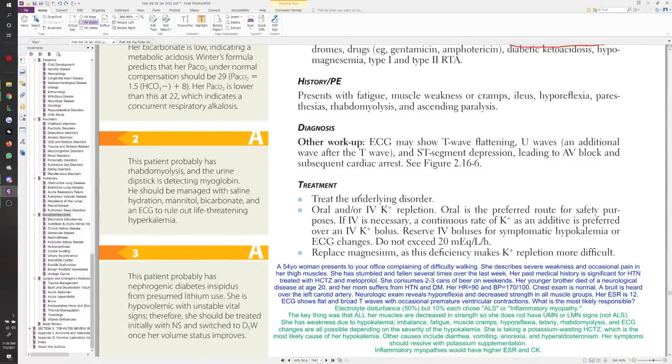Treat the underlying disorder. Give them potassium. You can actually feed people potassium, so just feed them the potassium they need. Oral is the preferred route for safety purposes. If IV is necessary, a continuous rate of potassium as an additive is preferred over an IV potassium bolus. Don't do this. Reserve IV boluses for symptomatic hypokalemia or ECG changes. Do not exceed 20 milliequivalents per liter per hour. Replace magnesium also, as this deficiency makes potassium repletion more difficult. So they should not be magnesium deficient when you're trying to fix their potassium deficiency.